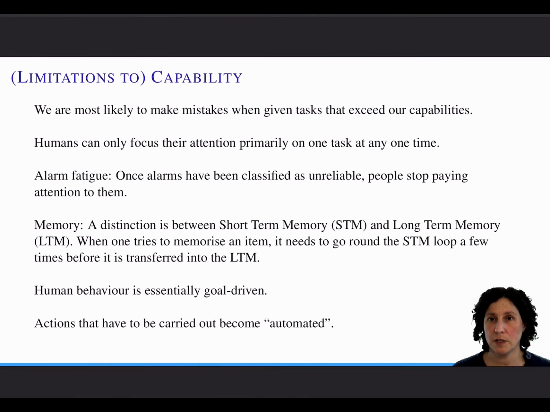And it happens all the time with all sorts of notifications. So people stop paying attention to them if they're not reliable. So you shouldn't alert users too often to something. Another limitation is our memory.